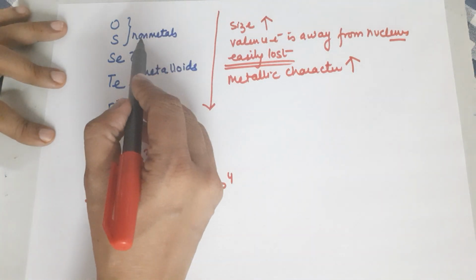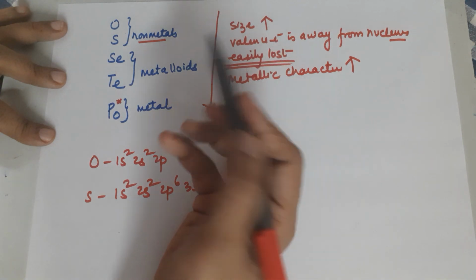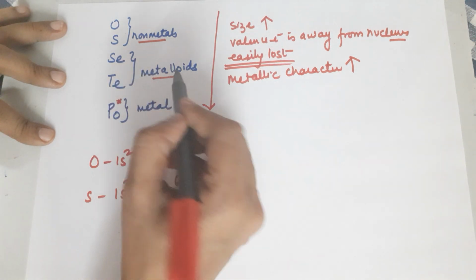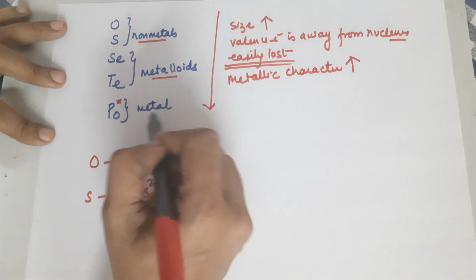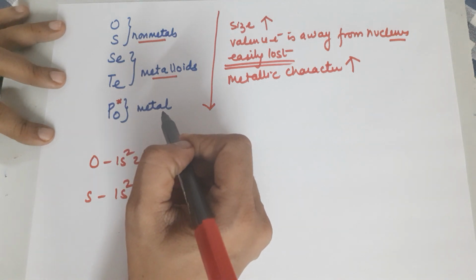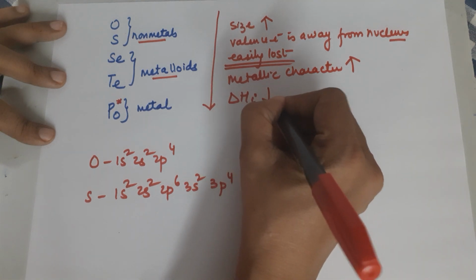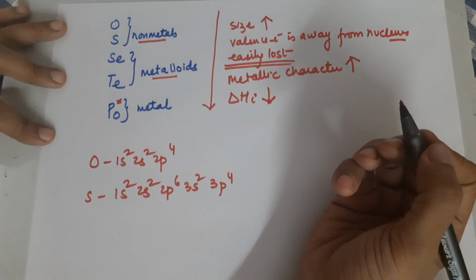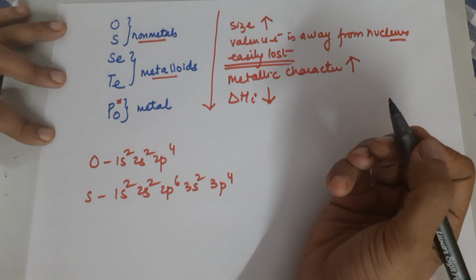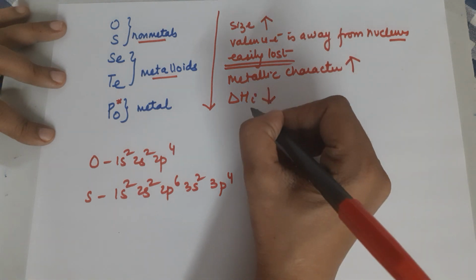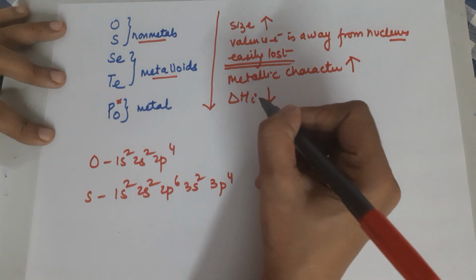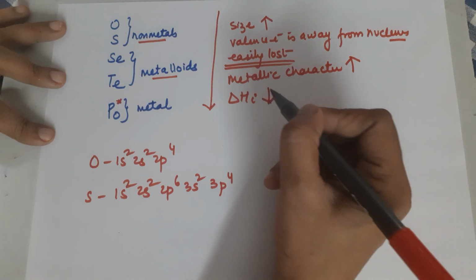As you can see, the first two members show a non-metallic character. Selenium and tellurium are metalloids, whereas polonium shows metallic character, which means down the group, your ionization energy also decreases. That is, the energy required to pull out the most loosely bound electron also decreases. So, the electron loss becomes easier on moving down the group.